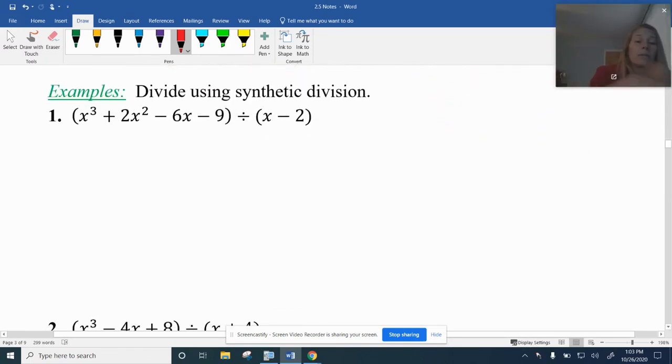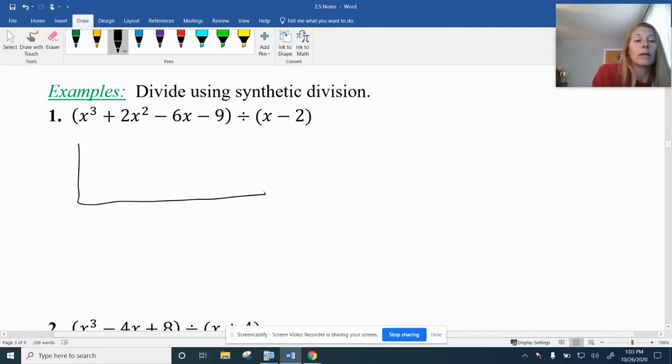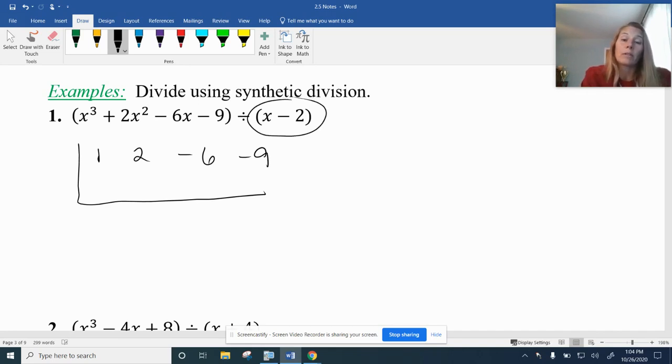So for dividing using synthetic, the first thing we want to do is set up our little synthetic grid using our coefficients that are given to us, making sure, of course, that there's nothing skipped or we'd have to put in the 0. Then we look at the factor that they're giving us, and we have to solve it using zero product properties so that I know x will equal 2. And that's the number that's going to go outside. Then we can just use our grid pattern.